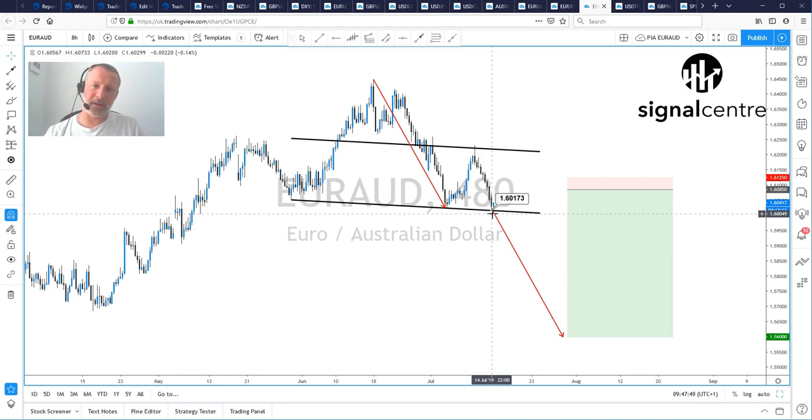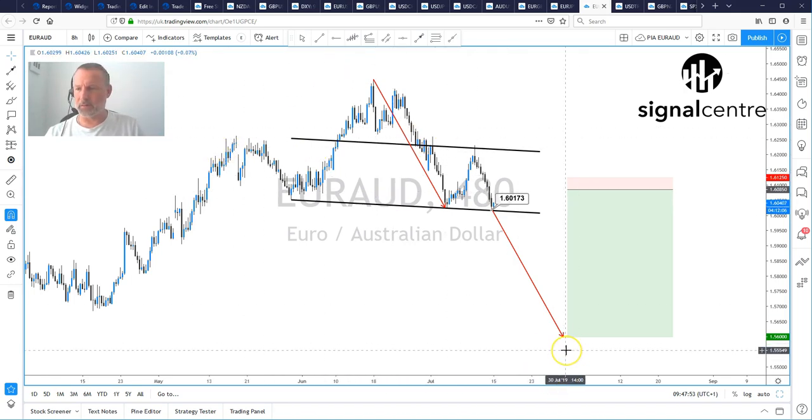If this formation plays out, again it's head and shoulders, left shoulder, head, right shoulder, the measured move target's down here at 156, the figure.